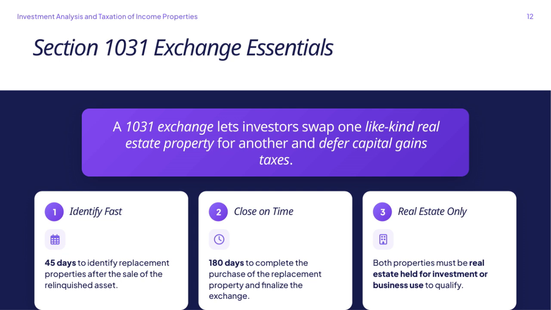Second, the close on time rule. The purchase of the replacement property must be completed within 180 days to finalize the exchange. Lastly, the real estate only rule. Both the original and replacement properties must be real estate held for investment or business purposes to qualify. These essentials are critical for successfully navigating a 1031 exchange.